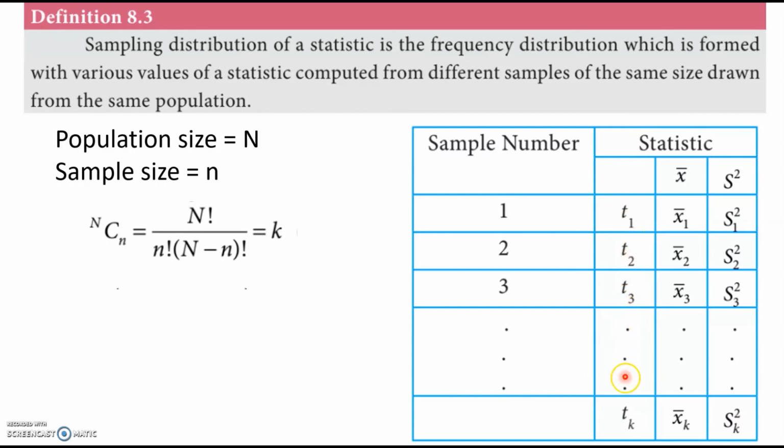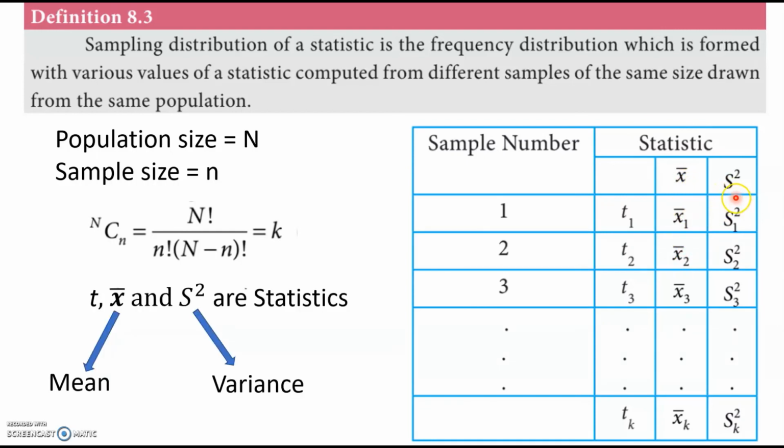So T1, T2 and Tk are the different statistics that we can derive from each of the samples. And let's say x bar is the mean, and s squared indicates the variance. So you can have x1 bar, x2 bar up to xk bar, which are the different mean values that you can derive from each individual sample that you can take from the population of capital N. And similarly, s squared is the different variance that you can derive from these samples that you draw from the population of capital N.